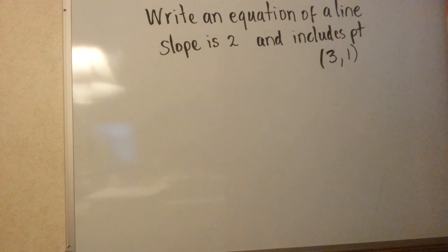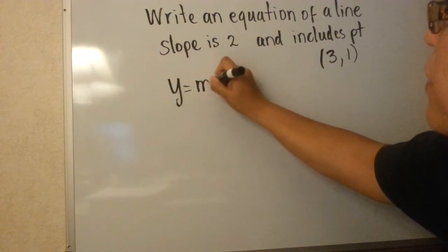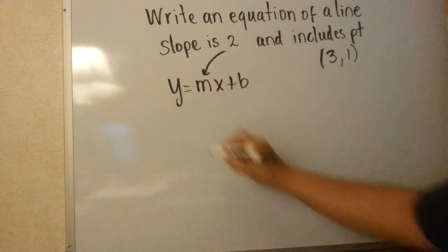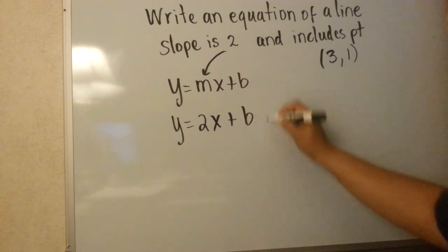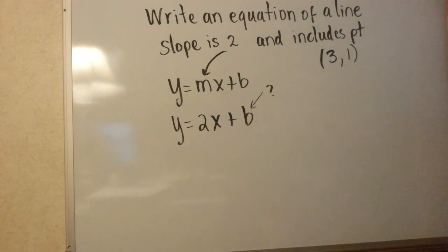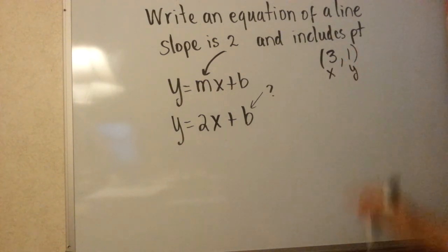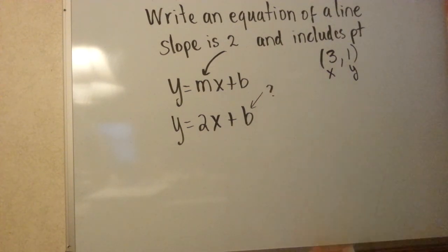Okay, so we're going to try to write an equation of a line when we know that the slope is 2 and it includes point 3, 1. So we know we have the general form, y equals mx plus b. The slope is 2 means that we know m, so we know that this is y equals 2x plus b. Alright, so we need to find this one. In order to do that, we have to plug in this point. X is 3 and y is 1.